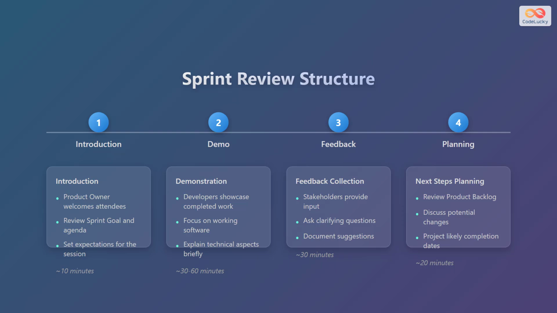Let's break down the structure of a typical sprint review. It starts with an introduction, followed by a demo, then feedback, and finally planning next steps. First, in the introduction, the product owner welcomes the attendees, reviews the sprint goal and agenda, and sets the expectations for the session. This usually takes around 10 minutes. Next is the demonstration, where the developers showcase the completed work, focusing on working software and explaining the technical aspects briefly. This usually takes 30 to 60 minutes.